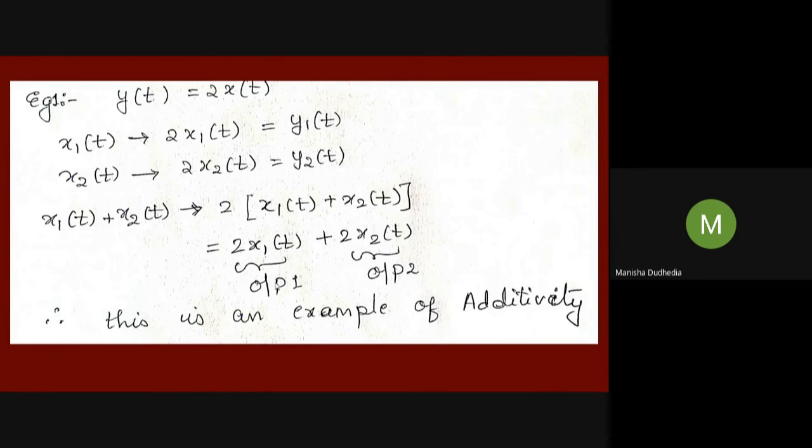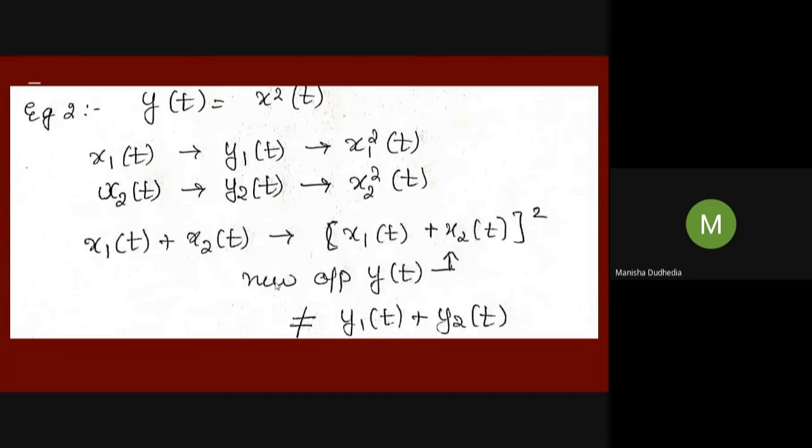Now we move on to the next example. In this example, we have taken the outcome of an experiment as x square of t, that is the square of the input. So first we perform the experiment with a particular input x1 of t. The outcome of it, we get as x1 square of t.